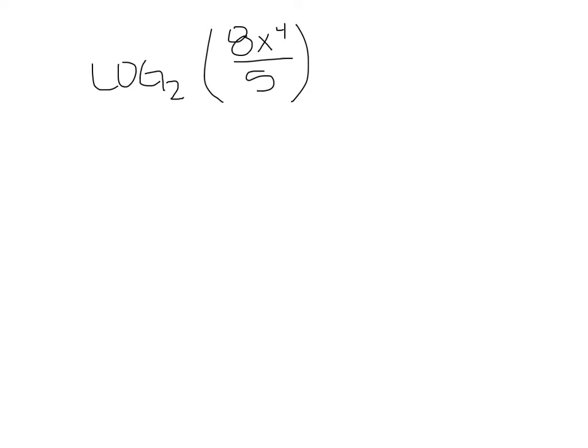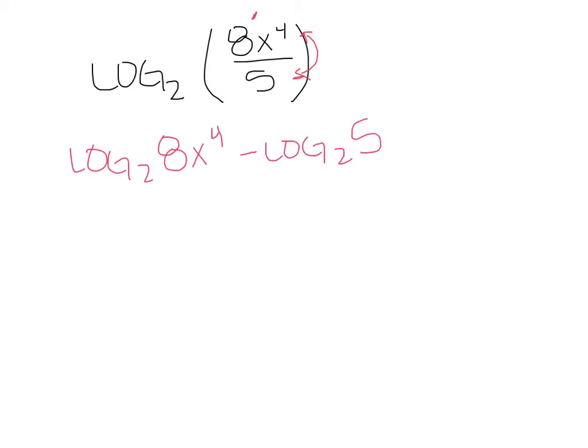Here's another one that could be expanded. Right now we have a lot of stuff going on in that argument. We have 8 times x to the 4th, divided by 5. Look at me jumping ahead. You guys already know what I'm going to do. Let's break it up little by little. Let's just start out with the fact that we have quotients. So we have the log base 2 of 8x to the 4th minus the log base 2 of 5.